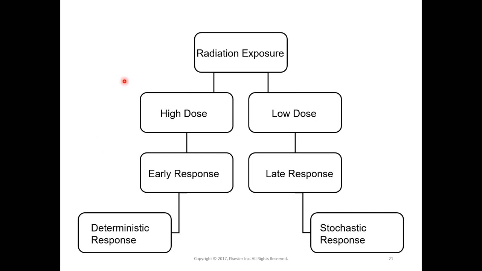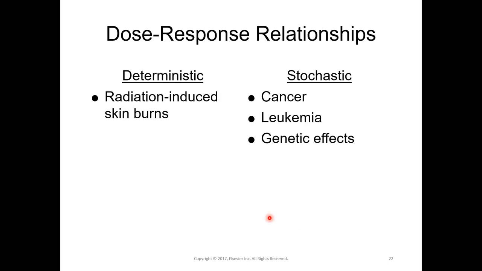And here's a little breakdown of the kinds of responses that cells can have. After radiation exposure, if it's a high dose, you're going to have an early response, which becomes deterministic, which you can see right away. And then with low dose, you might get a later response, and that's your stochastic responses. So that's the stuff like cancers that happen later in life.